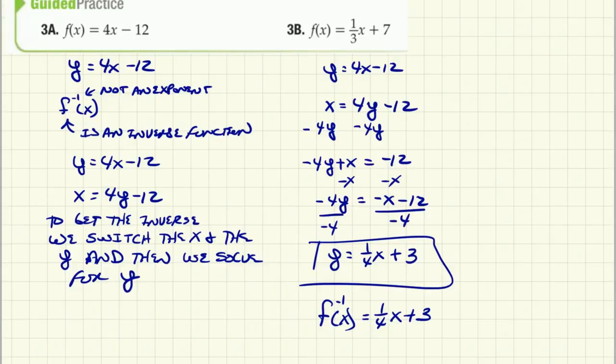We're going to try this one. F of x equals 1/3 x plus 7. I'm going to rewrite it in slope-intercept form. Y equals 1/3 x plus 7. I'm going to switch the x and the y. X equals 1/3 y plus 7. And then I'm going to solve for y.